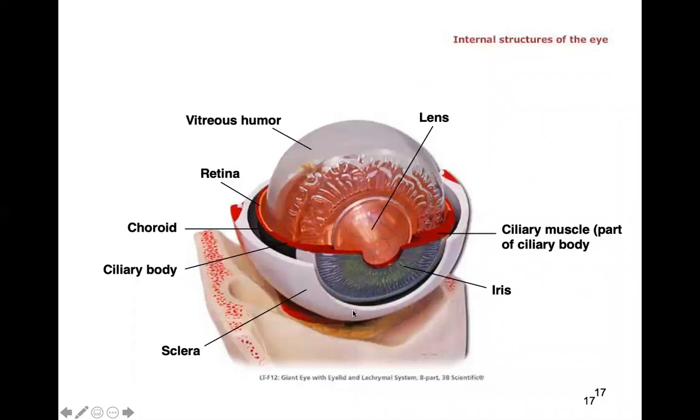Again, you can see the sclera is the outer layer. Then we can see the choroid is the middle layer. And then all the way on the innermost portion, the inside of the eye, that's the retina. Here's your iris, the colored portion. This would be the pupil, half of the pupil. And the lens is deep to that or posterior to that. And then the posterior chamber, that's where you have the vitreous humor.